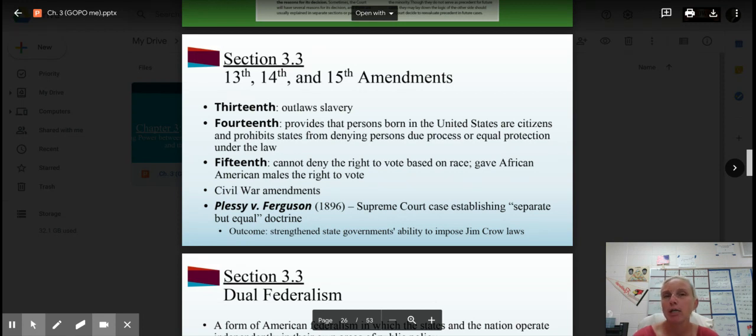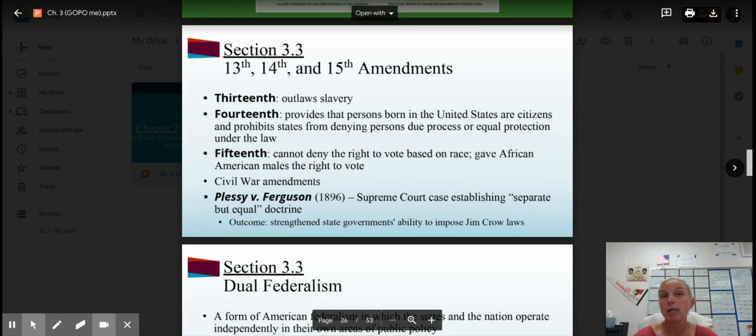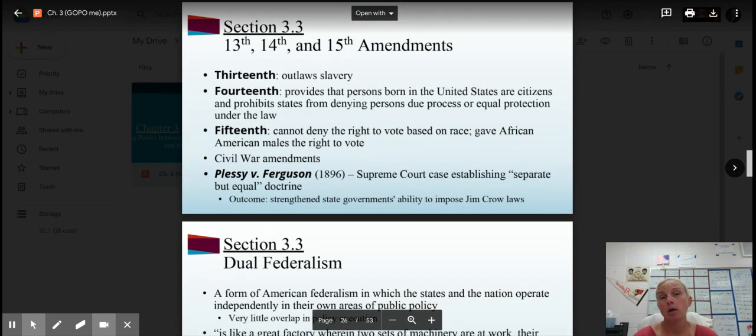Well, the South took that as equal in amount, and they enforced this, but they did not provide the same quality. And it just strengthened. Now, this is an example where the state governments got more power over the national government.